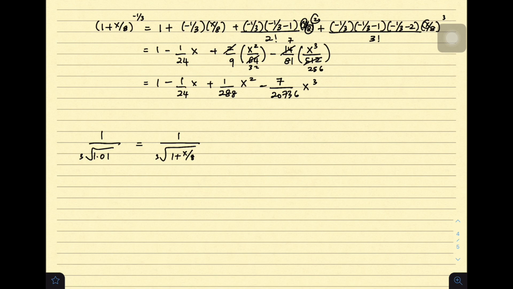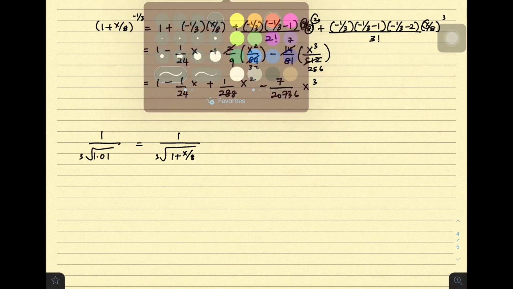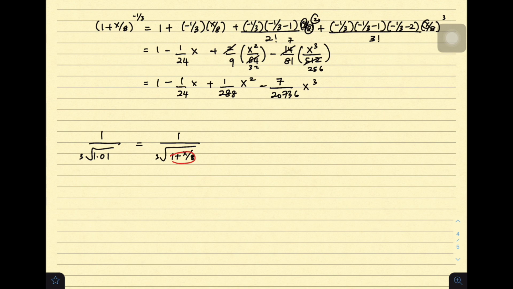Okay, so sekarang macam mana kita nak cari? Kita kena cari nilai x. Apa dia nilai x? Okay, so kita compare both ini. So 1 plus x over 8 is equal to 1.01. X over 8 is equal to 1.01 minus 1. So x over 8 is equal to 0.01. X is equal to 0.01 multiplied by 8, so x is equal to 0.08.